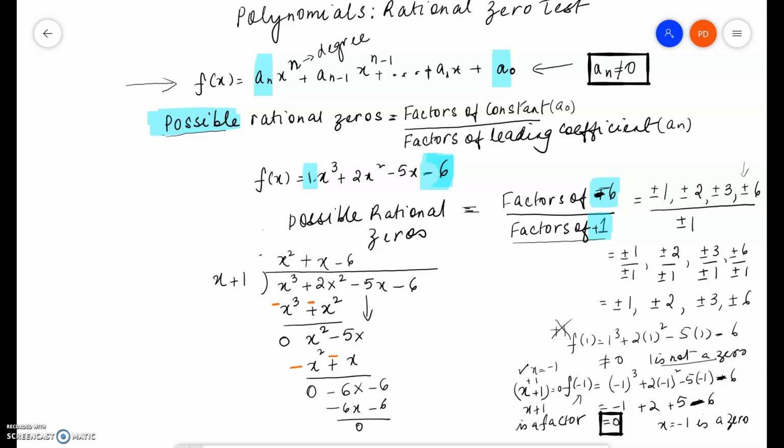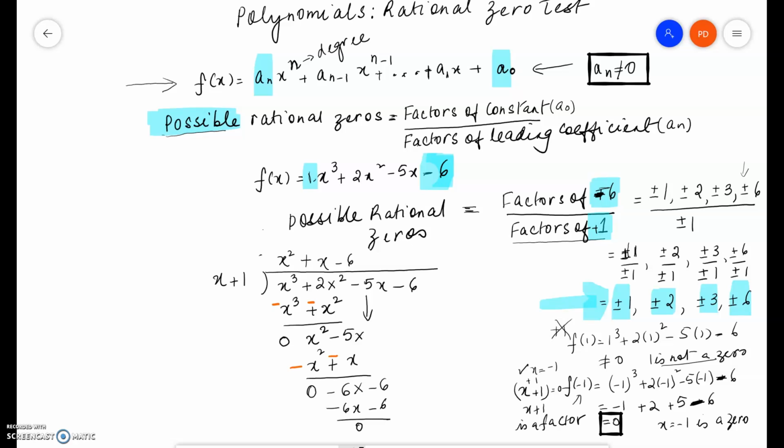Now the factors of 1 are plus or minus 1. Now we split it up, so we get plus or minus 1 divided by plus or minus 1, which gives us plus or minus 1, plus or minus 2 divided by plus or minus 1 gives us plus or minus 2, plus or minus 3 divided by plus or minus 1 gives us plus or minus 3, and plus or minus 6 divided by plus or minus 1 gives us plus or minus 6. Now we know that these are the possible rational roots, or rational zeros, of this polynomial function.